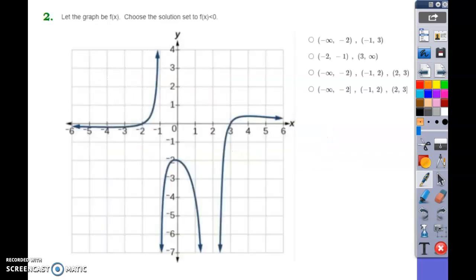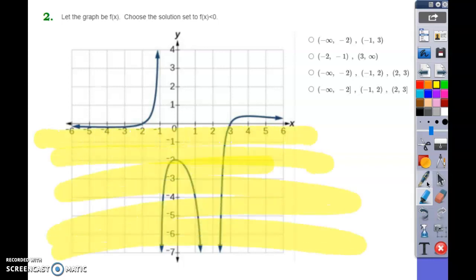Number 2, let the graph be f of x. Choose the solution set for f of x is less than 0. All right, where is f of x less than 0? So I'm going to take my highlighter just like we do in class here, and let's see where everything that's less than 0 is below this x-axis. So we have to write this as an interval, that part of the graph, this one, and this one. In terms of x's though.